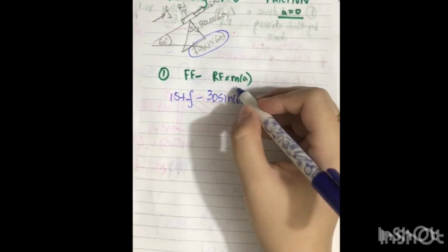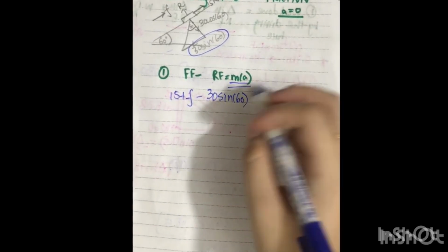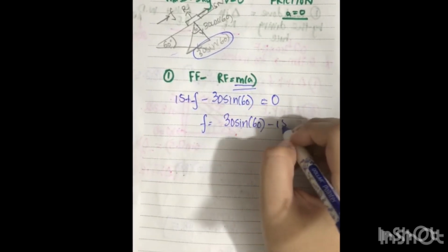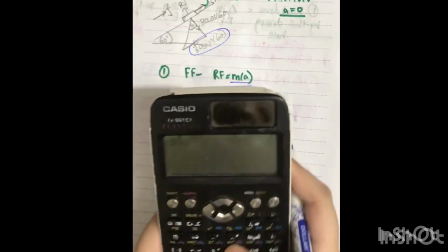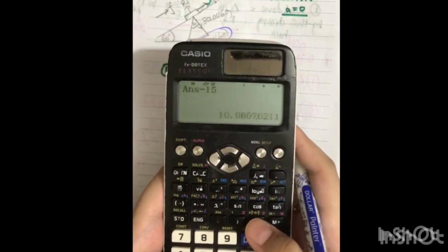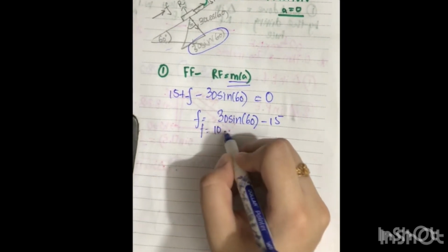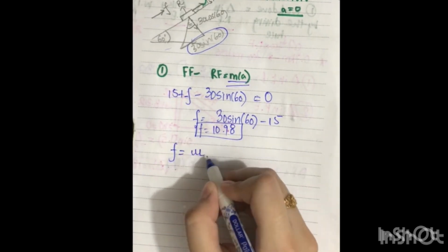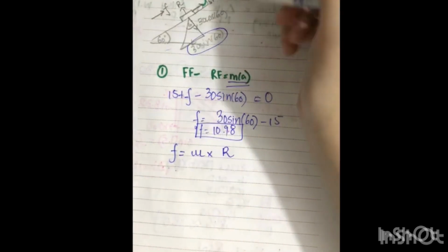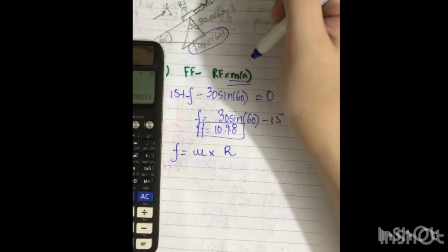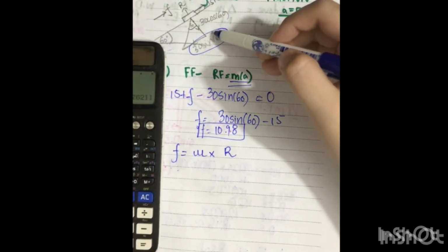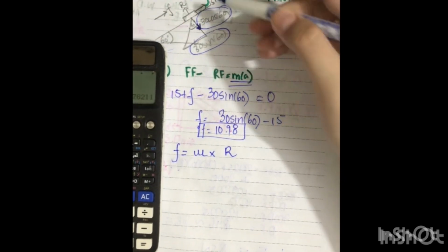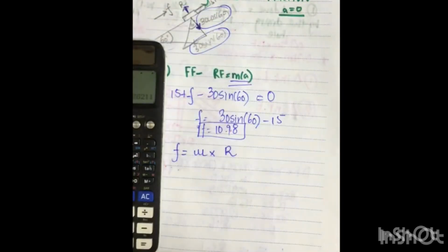And since acceleration is 0, this side will automatically become 0. So friction must equal 30 sin 60 minus 15, which is 10.98. And we know that friction is equals to the coefficient of friction multiplied by the normal reaction. And from the diagram we can tell that since it is in equilibrium vertically, the normal reaction is equals to 30 cos 60. Since this is acting downwards vertically and this is acting upward vertically.